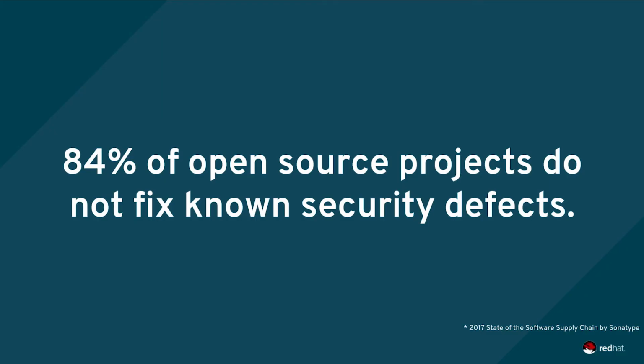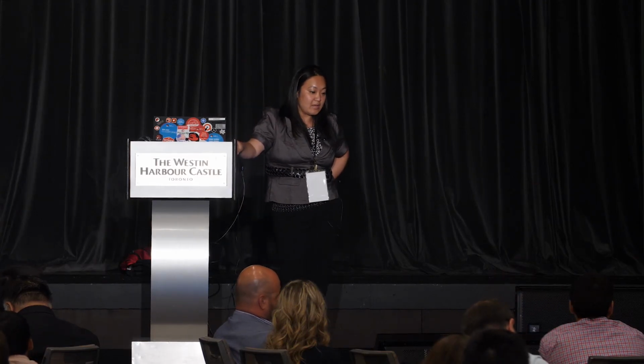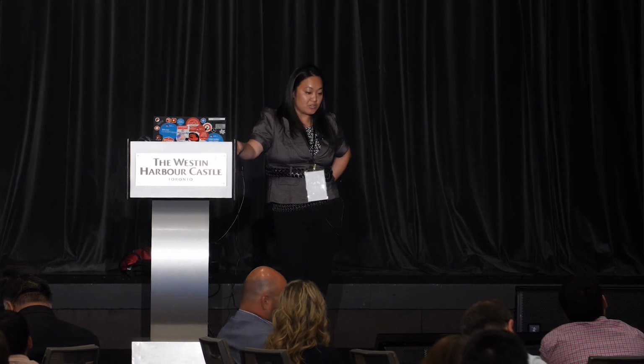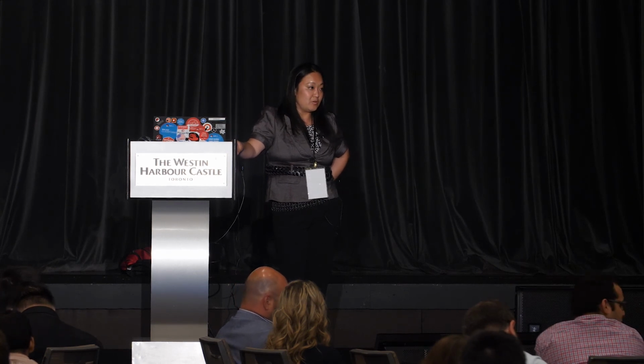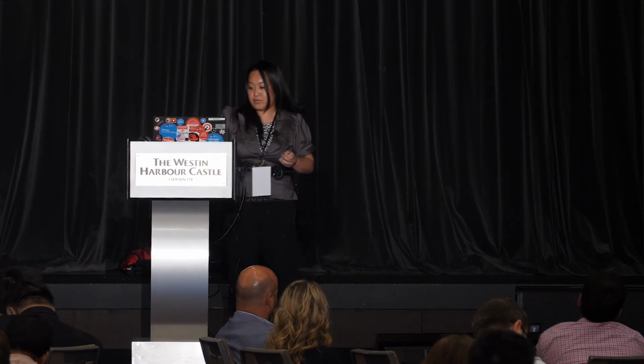Now, this is from the 2017 State of the Software Supply Chain report by Sonatype, and what they say is that 84% of open source projects do not fix known security defects. And I'm sure the previous speaker talked about how in Docker Hub, a lot of those images have known security vulnerabilities. So this is a known thing.